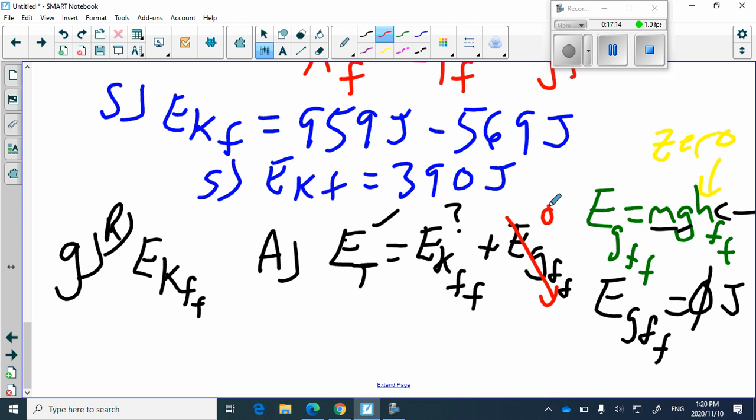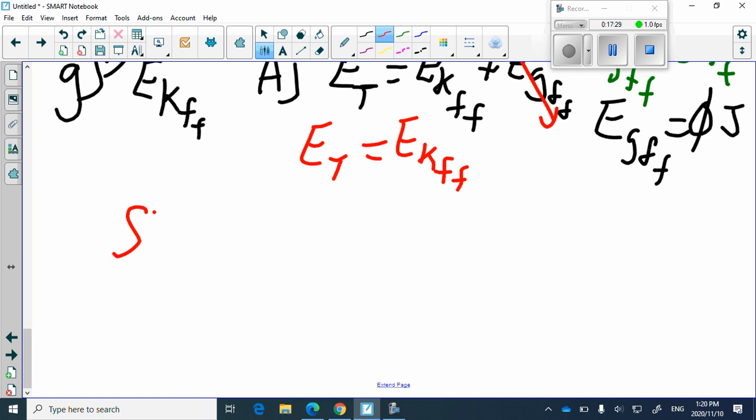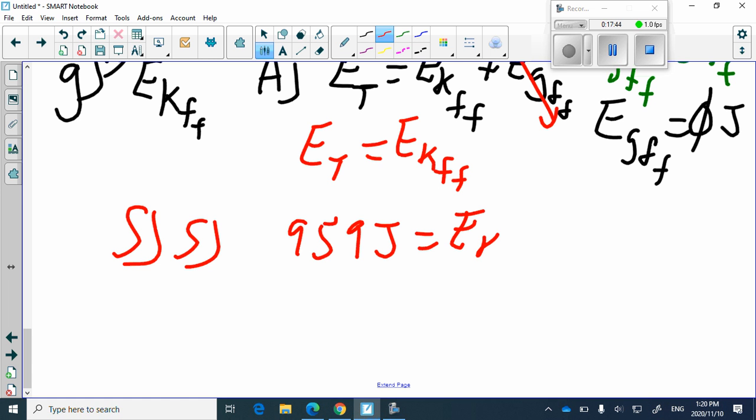It's 0. So this equation just becomes total energy is equal to kinetic energy final. Well, do I know what the total energy is? Yes, I do. It never ever changes, and it's 959. So it's really substitution and solution at the same time. 959 joules is the kinetic energy final, right when it's hitting the ground. So this really takes advantage of the law of conservation of energy. So that's G. H.